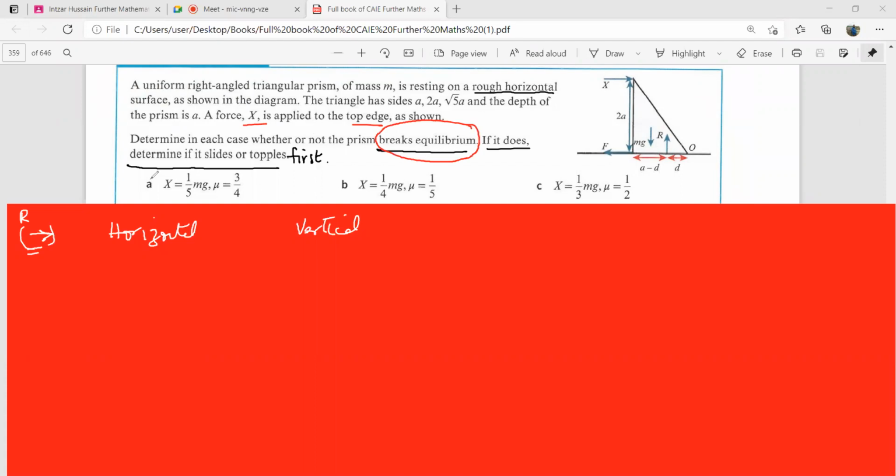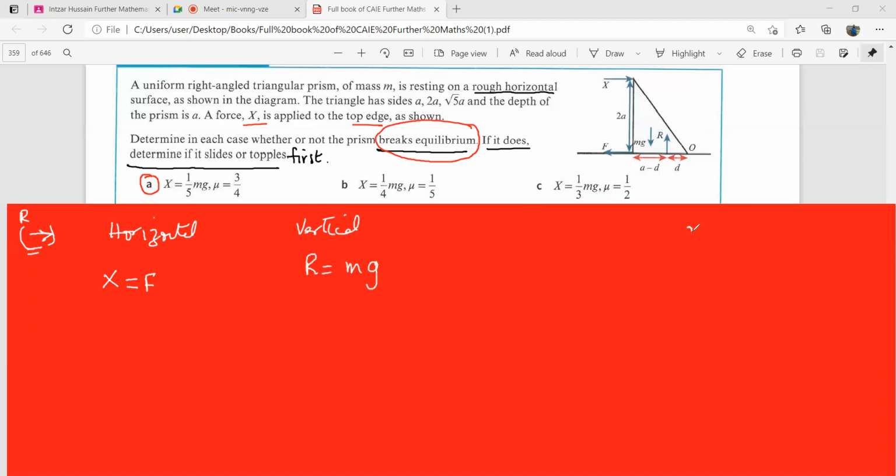So let's do the first case here, when X is 1 over 5 mg and mu is 3 over 4. Okay, so we have the horizontal forces right now here. X is equal to F because we are given that this is resting over here. There is a state of equilibrium here. Now the vertical forces: there is its weight mg, and there is this upward R over here. So this R is equal to mg.